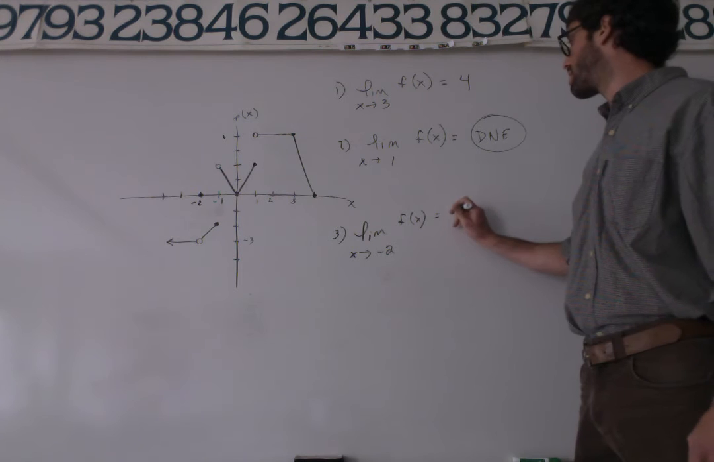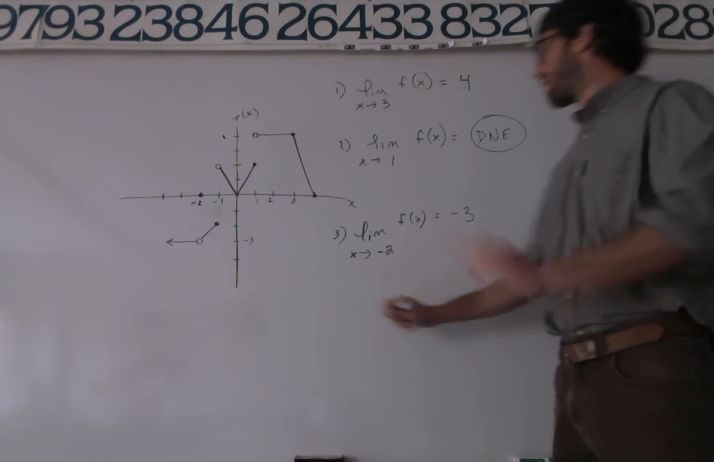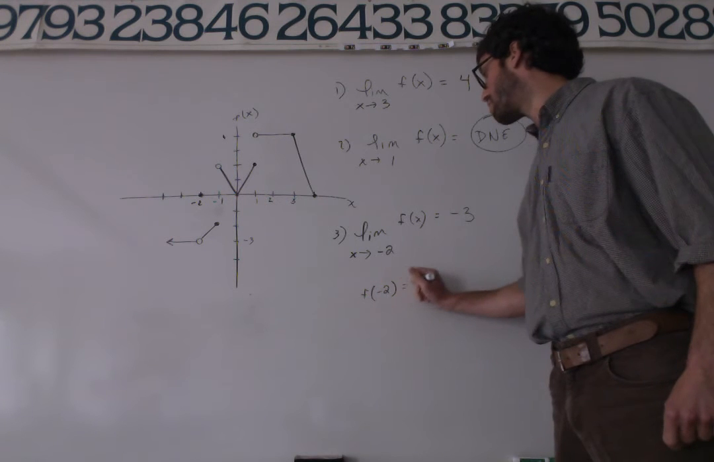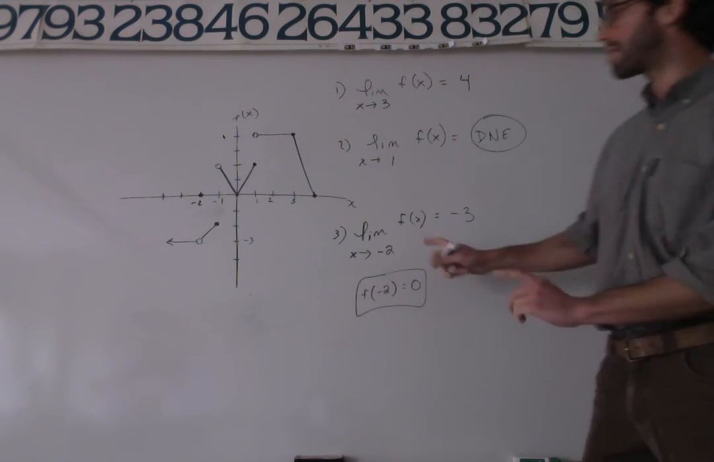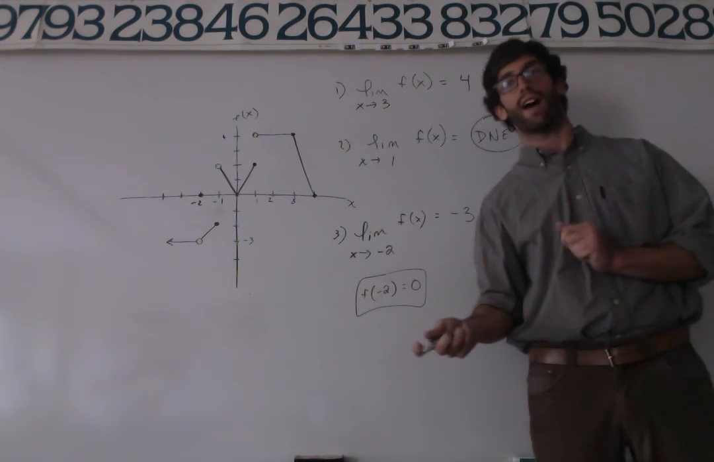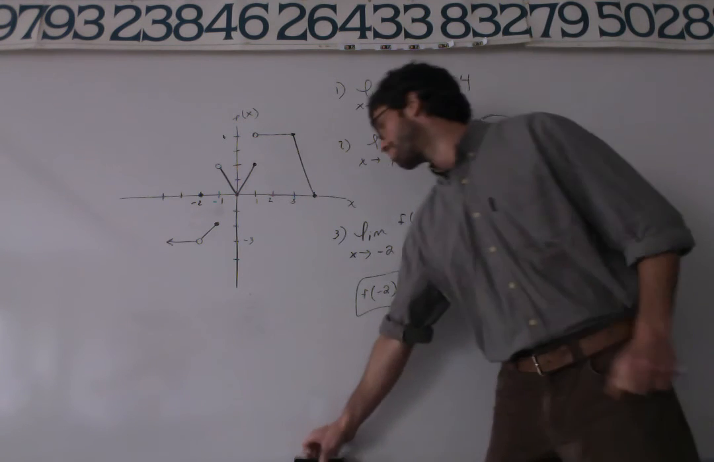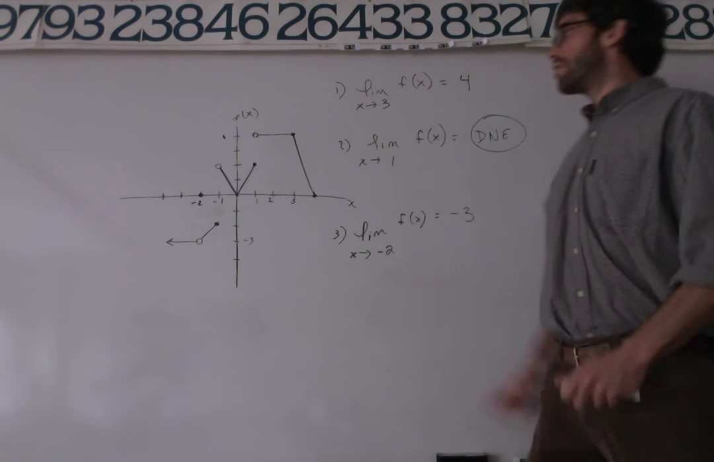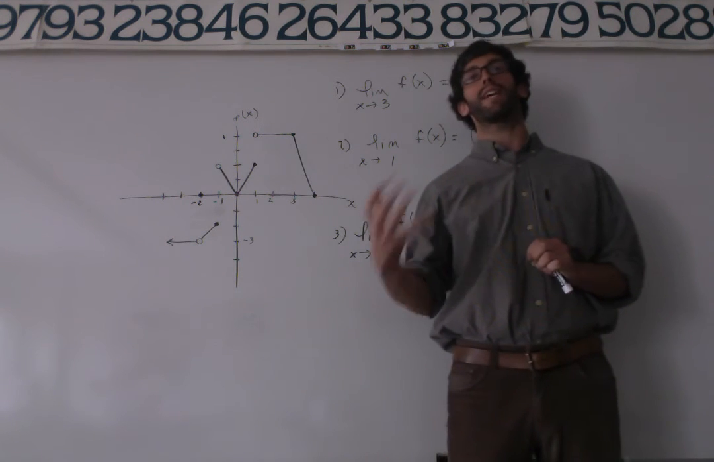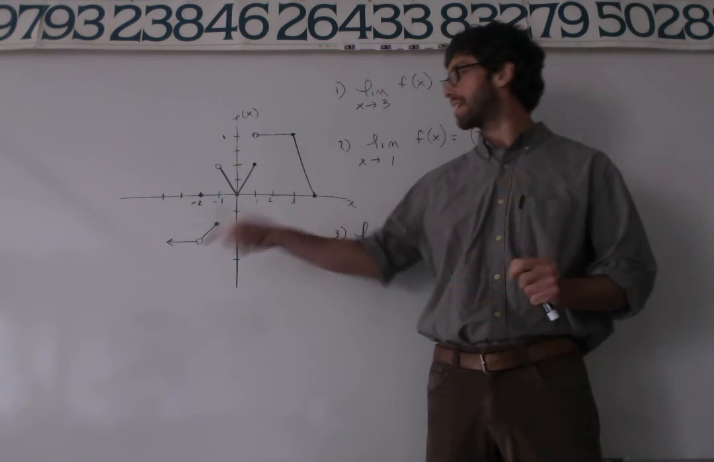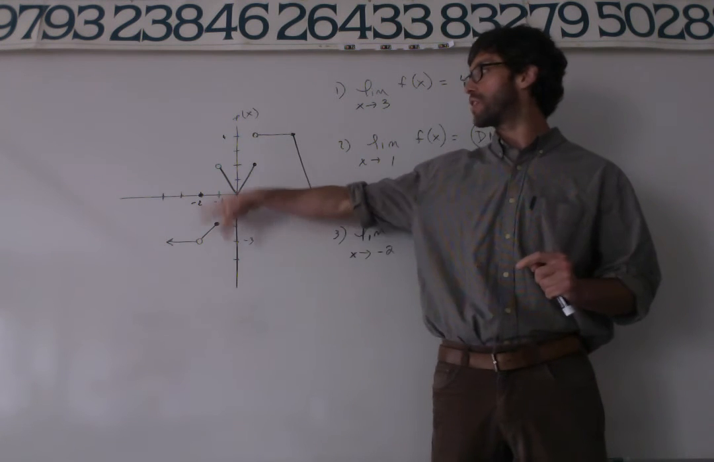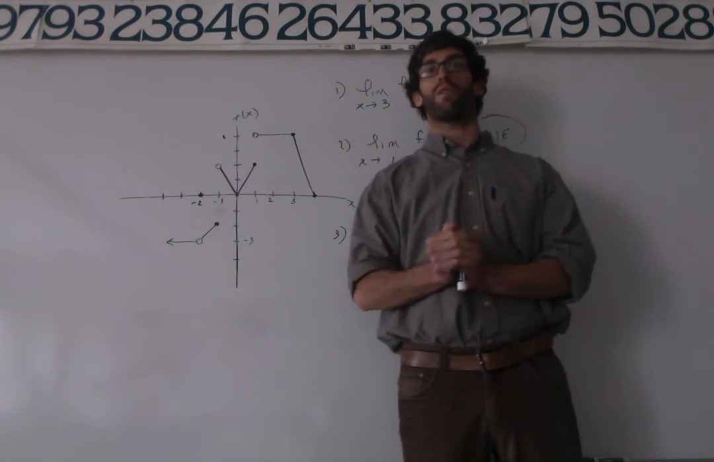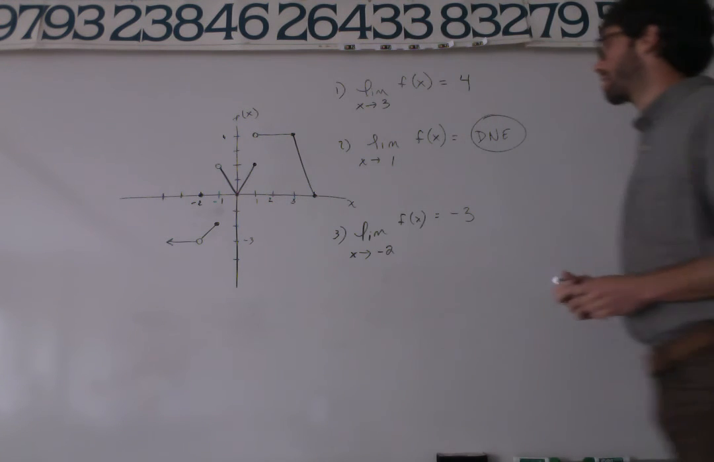So this does exist. It is -3, even though, a little side note, right? F of -2 happens to be 0, right? But that's not what the problem was asking you. It didn't ask you for the function value. It asked you for the limit, okay? So this function, we say it's not continuous. The function is not continuous at x equals -2. It has a little bit of a jump there. But the limit does exist, okay, because the value of -3 is being approached from both sides, all right?